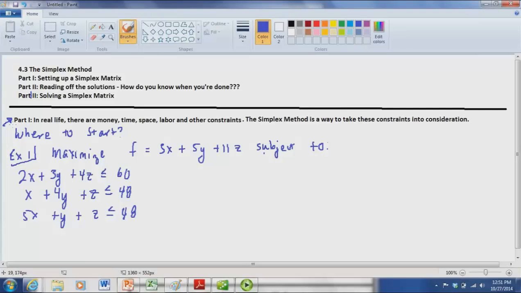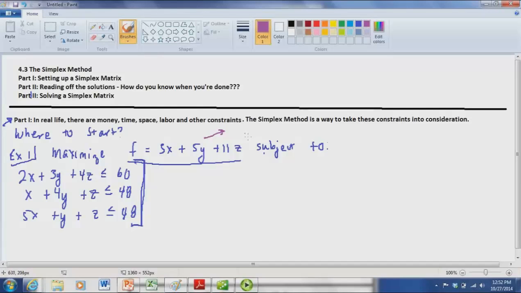So where do you start? Well, we start with the function that we're asked to maximize. You'll be given a function that looks something like that, and that's a z. You will also be given constraints, and it will look something like this over here on the left side. So the first thing to do is to rewrite f, so that it looks like the following.